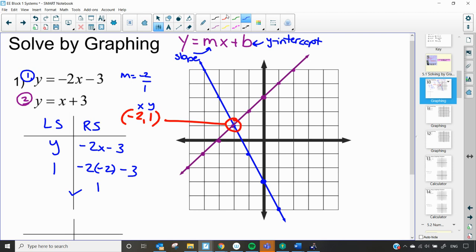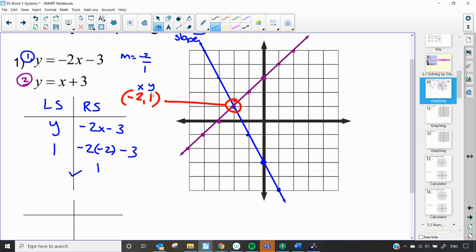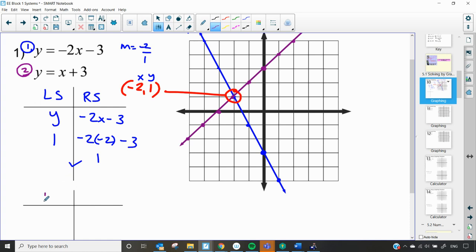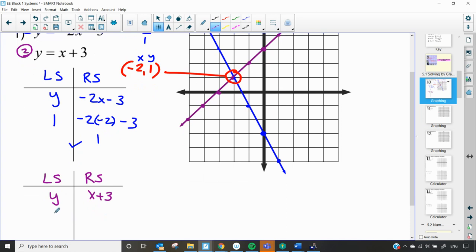So this one is a solution, but it has to work for both equations in order to be a solution to the system. The only way to be a solution to a system of equations is if it works for both. So the left side is y, the right side is x plus 3. Our y value is 1, and x is negative 2 plus 3, which is still 1. So this is a solution. Your solution to this system is negative 2, comma 1.